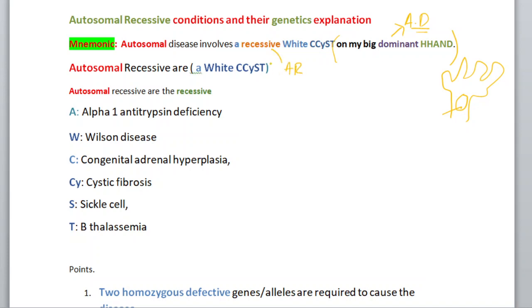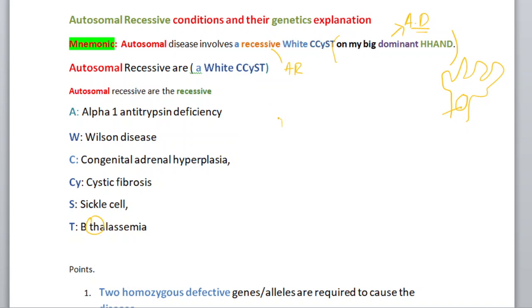All the autosomal recessive disorders can be memorized with a simple white cyst. A for alpha 1 antitrypsin deficiency, W for Wilson disease, C for congenital adrenal hyperplasia, CY for cystic fibrosis, S for sickle cell, and the last T is for beta thalassemia. This is a simple mnemonic, and now we are going to talk about the genetics.